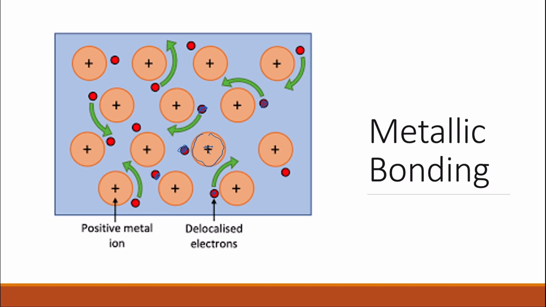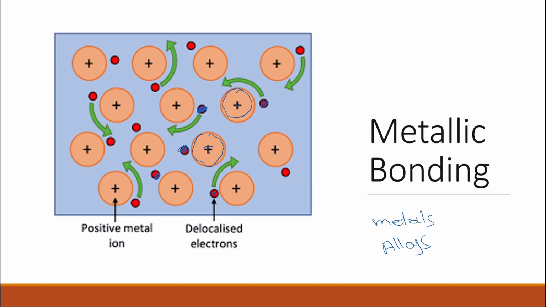The metallic bonding comes from the strong electrostatic interaction between these delocalized electrons and the positive ions. These forces of attraction hold the metal atoms together in a regular shape. So this is the metallic bonding. The structures that are held together by metallic bonding are both metals and alloys.